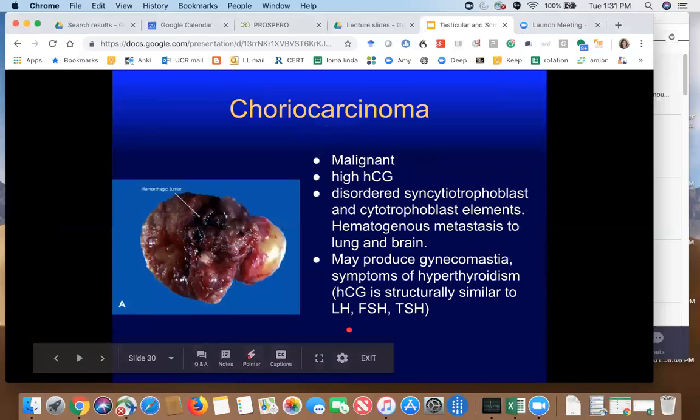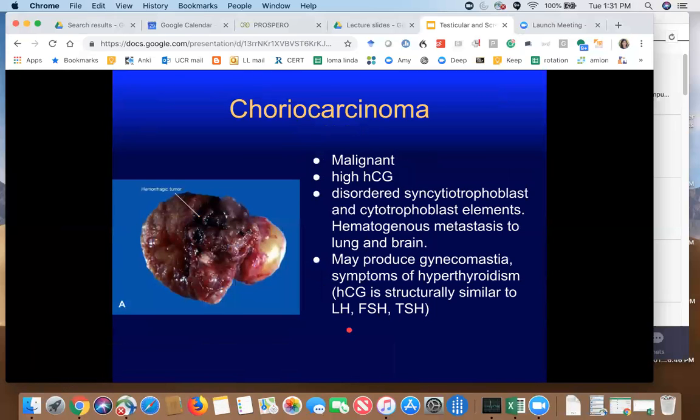So the question is, does cryptorchidism cause decreased spermatogenesis or abnormal spermatogenesis, which leads to germ cell tumor? Why does cryptorchidism lead to germ cell tumor? That's a very good question, and I don't know what the answer is. It could be both, you know.